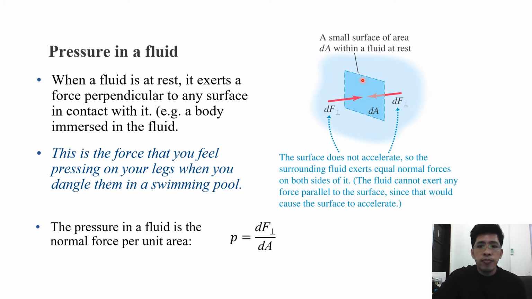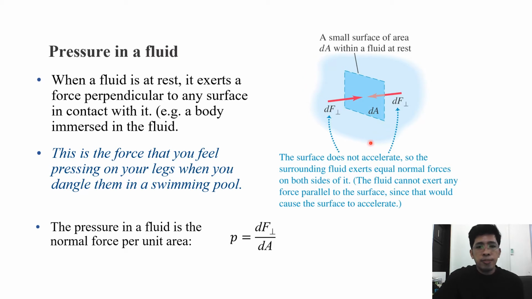So here, the surface does not accelerate, so the surrounding fluid exerts equal normal forces on both sides of it. The fluid cannot exert any force parallel to the surface, since that would cause the surface to accelerate. So if you try to see if the fluid exerts force parallel to the surface, either here or here, your surface area here might accelerate upward or downward.